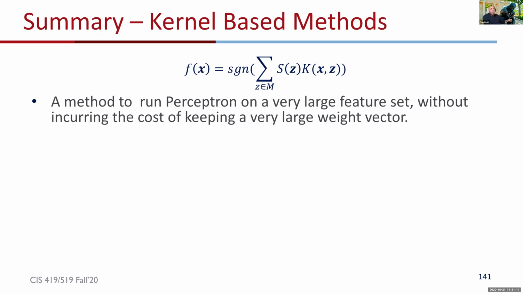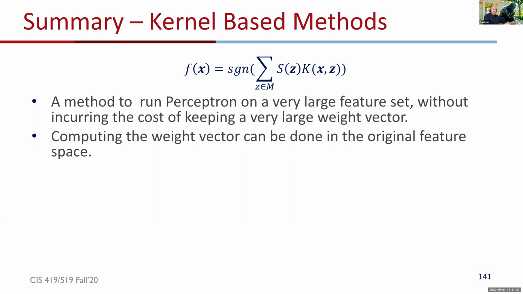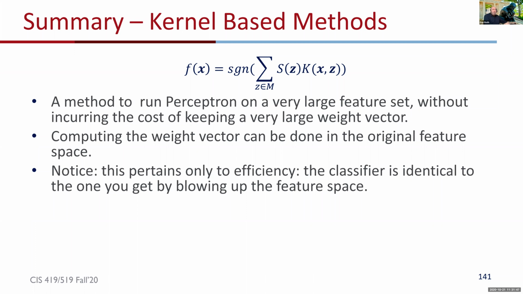We basically showed that there is a way to run perceptron. And in fact, exactly the same thing is going to happen with other algorithms. Run it on a very large feature space without actually incurring the cost of keeping a very large weight vector. We do this by computing the analogous to the weight vector directly in the original feature space. And again, the best example for you to think about is this picture of the quadratic, the ellipses that I showed, where we moved from a nonlinear space to a linear space by applying this quadratic kernel.